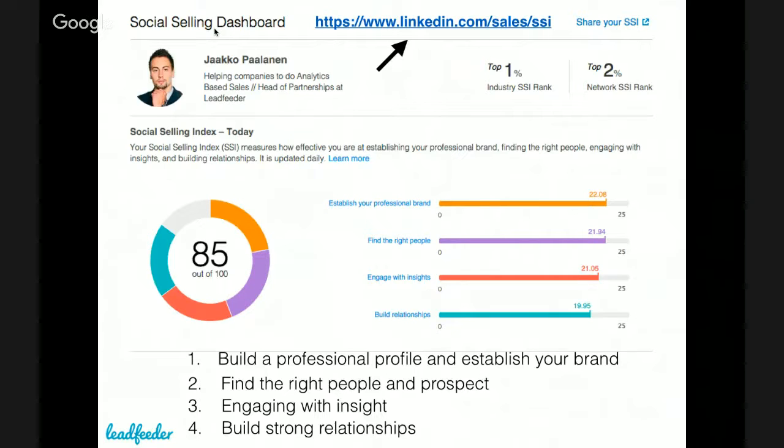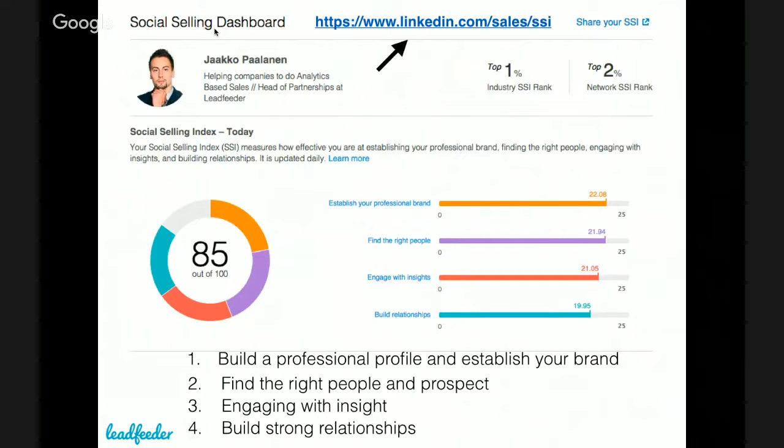So the first part, building a professional profile and brand. This is basically about your own LinkedIn profile. How well have you built it? How's your profile picture, summary, all the information it gives about you, and so on. Many people still think that their LinkedIn profile is for recruiting and when they're looking for a job, but it definitely isn't only for that. It's a sales platform for yourself.